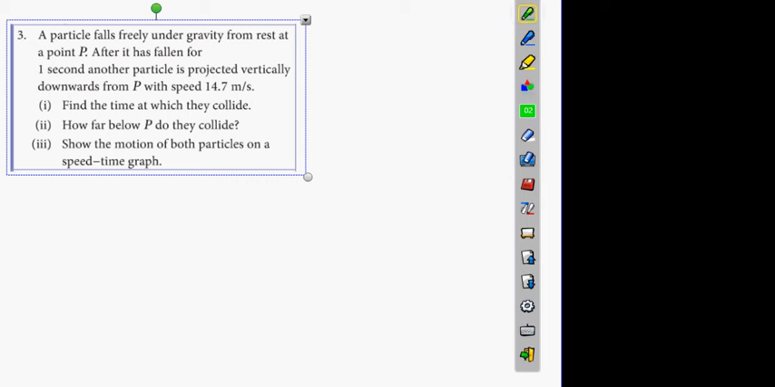Right, so what we have is two systems. We'll call it particle A and particle B. Now we're going to UVAS both of them. Okay, now the question is, at what time do they collide? What happens when they collide? What is the same? Distance. So S1 equals S2. So it does say that both distances are the same.